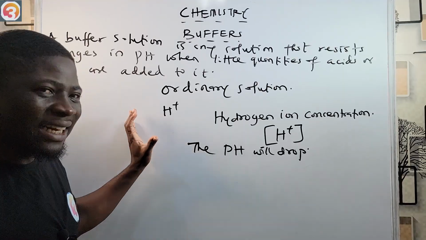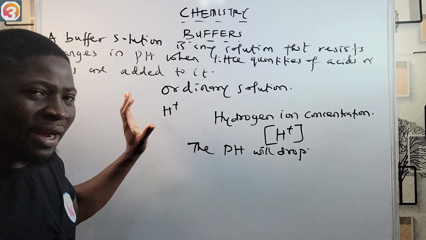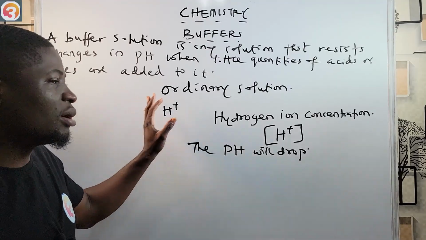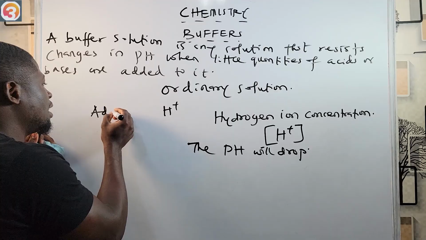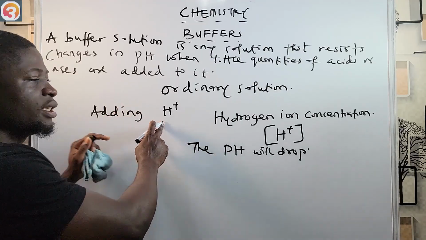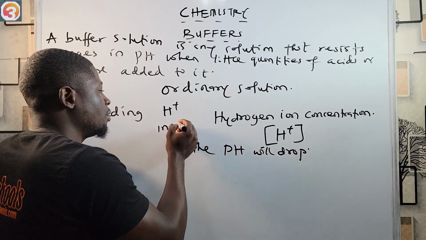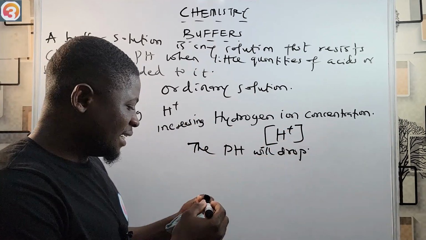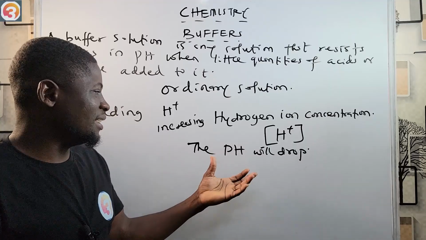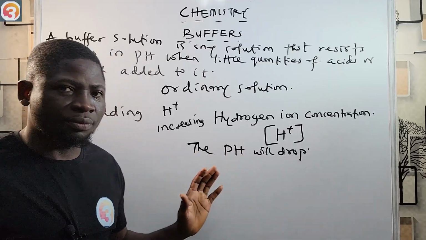So adding acid, I'm going over it again for the last time. Adding acid to an ordinary solution means adding hydrogen ions. It means increasing the hydrogen ion concentration, and that means that after doing this, the pH will drop.